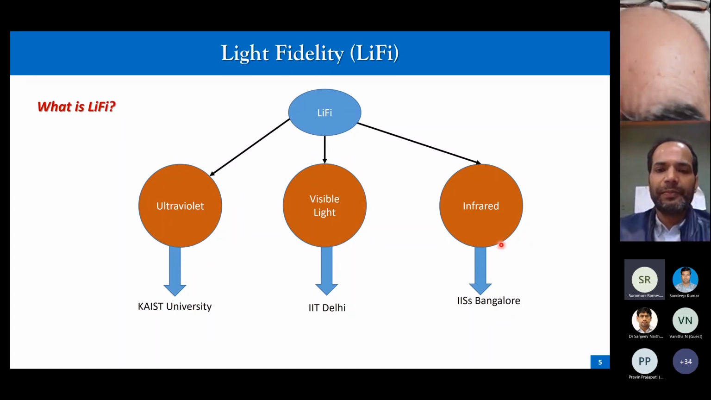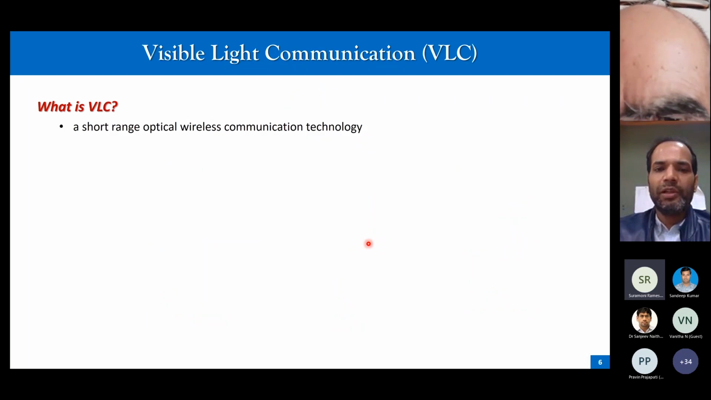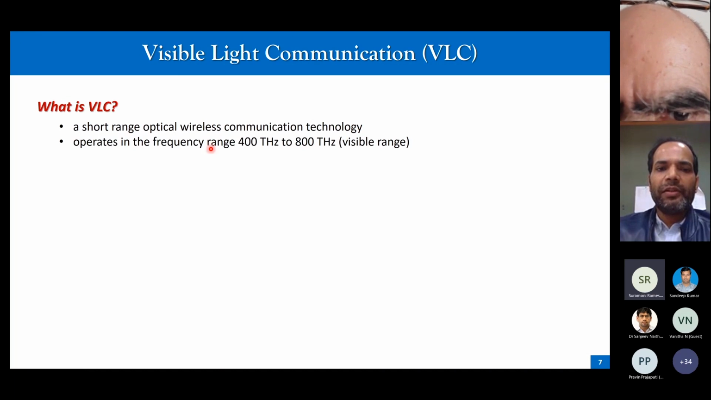As we are working primarily on using visible light, the rest of my talk will be on visible light networks or visible light communication networks, which is abbreviated in short as VLC. So what is VLC? It is a short range optical wireless communication technology. It operates in the frequency range 400 terahertz to 800 terahertz. I already have mentioned this. And primarily it uses LED lighting.